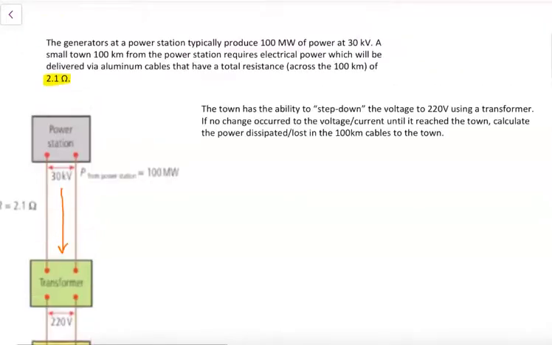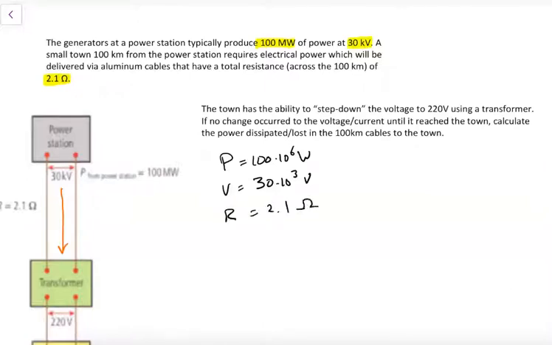So let's find out what values we have. We have a power of 100 megawatts, so 100 times 10 to the 6th watts. We have a voltage of 30,000, so 30 times 10 to the 3rd volts. And we have a resistance of 2.1 ohms. Since we already have the resistance, the 100 kilometers doesn't impact our problem solving.